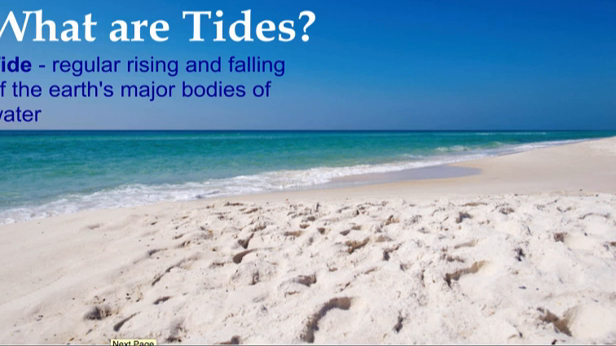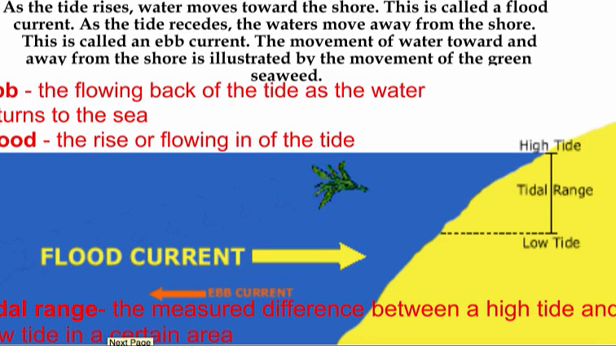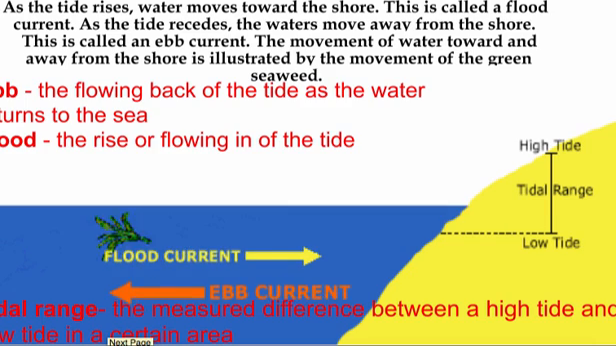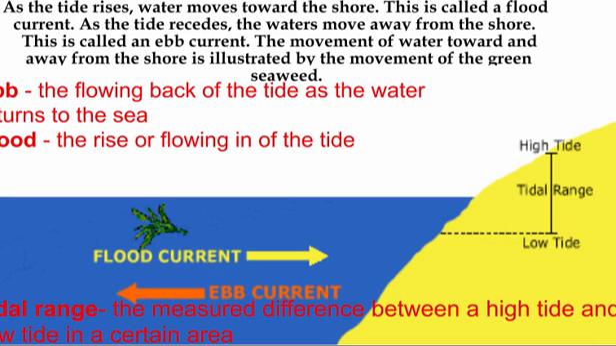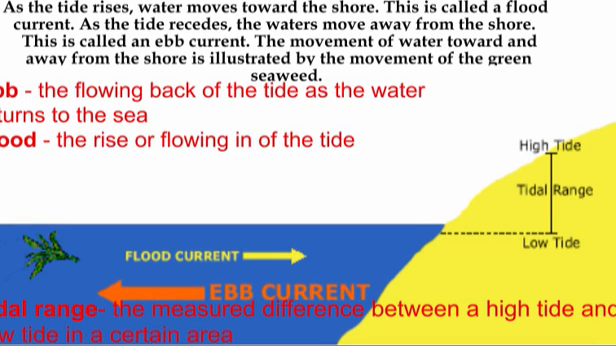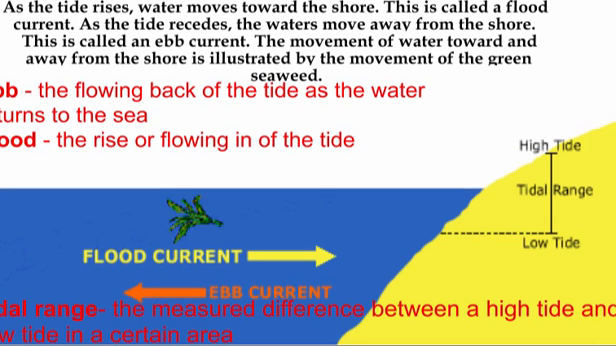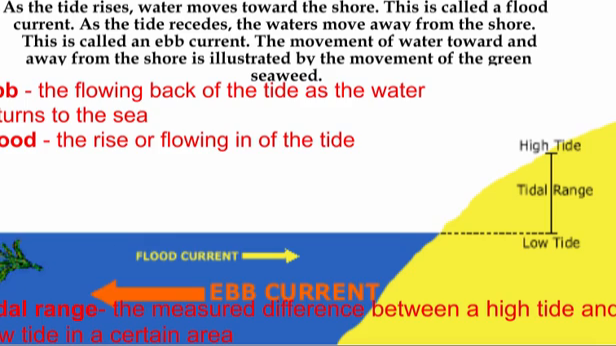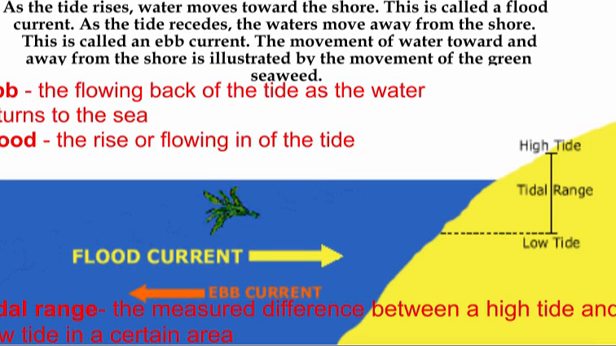What is a tide? A tide is just the regular rising and falling of the Earth's major bodies of water. When we talk about tides, we talk about ebb and flood. That's really just the tide coming in or the tide going out, whether it's going to high tide or low tide. The main thing is the difference between the high tide and the low tide, that's the tidal range. Tidal range is just how high is the high tide, how low is the low tide, and the difference between the two.